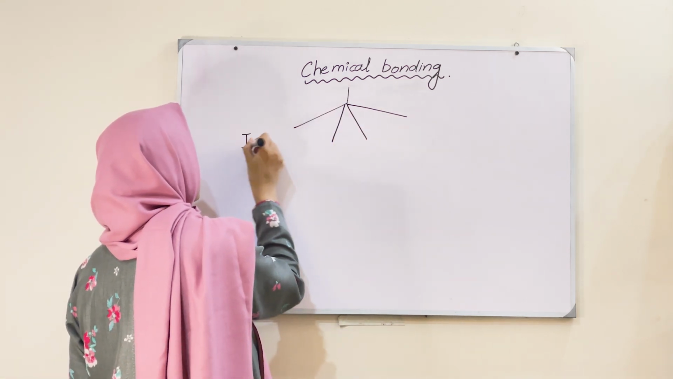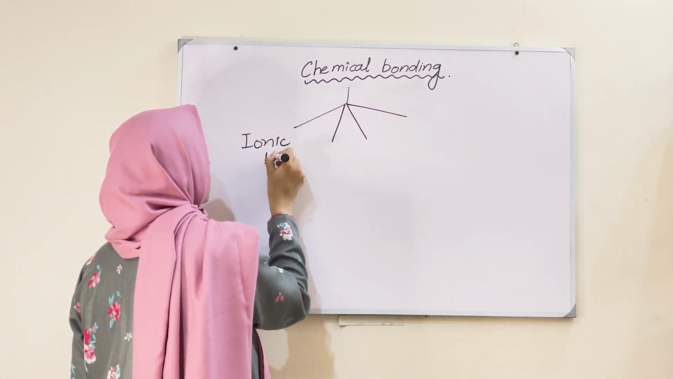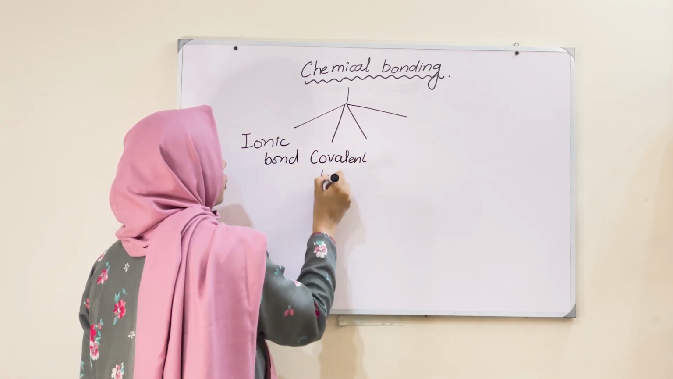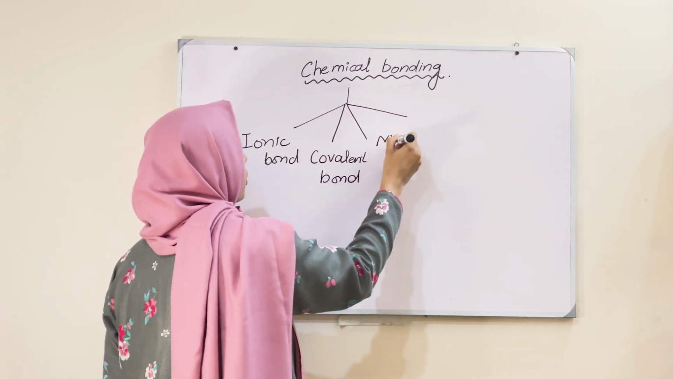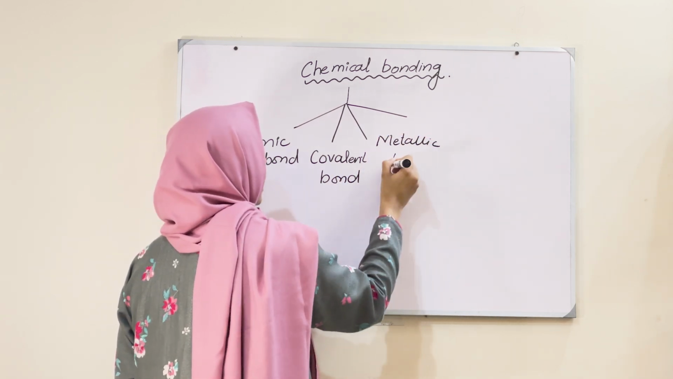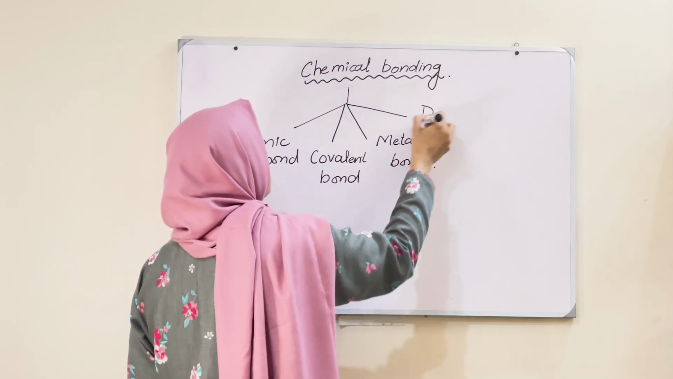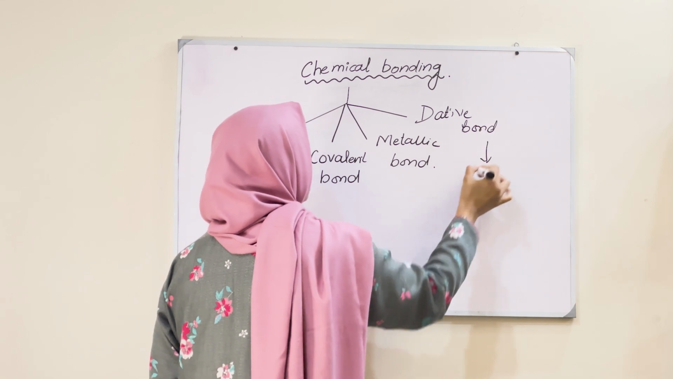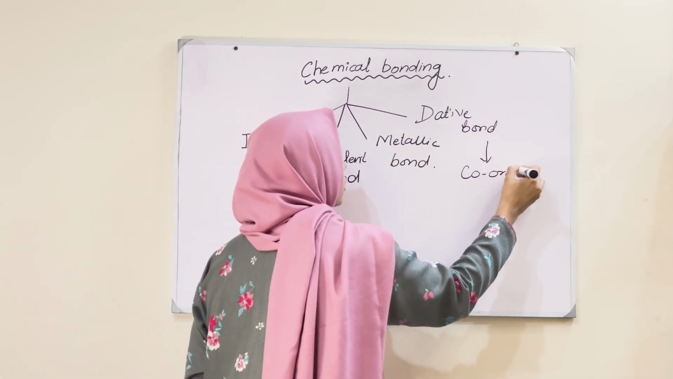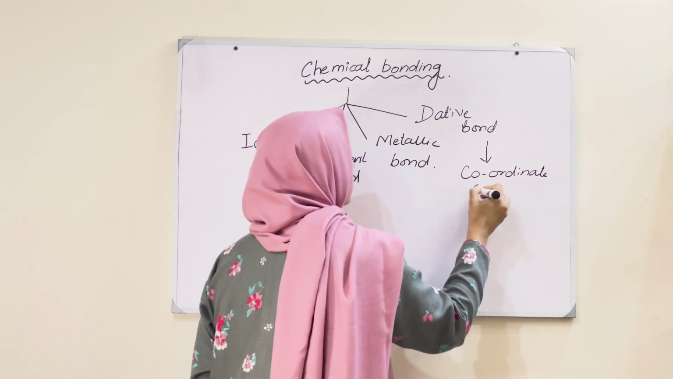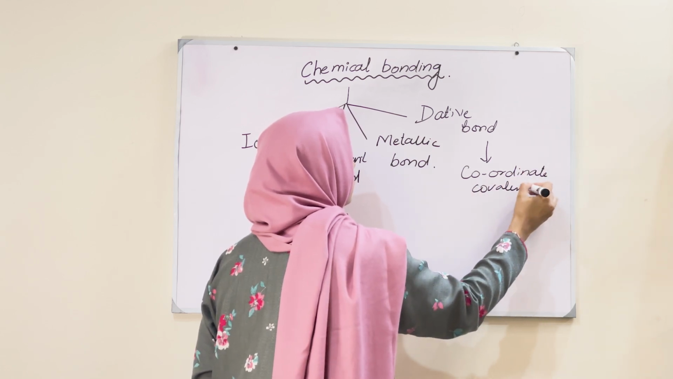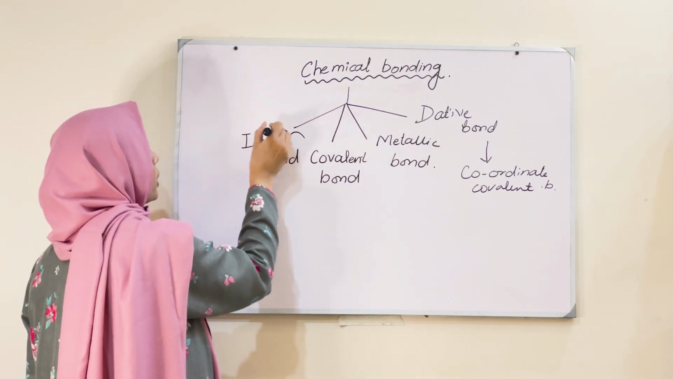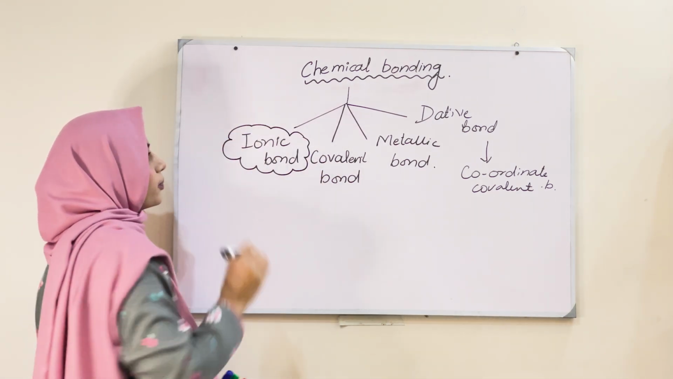First one is ionic bond. Second one is covalent bond. Third one is metallic bond. And fourth one is dative bond. Dative bond, also known as coordinate covalent bond. Right? So first of all, we are going to study about ionic bond.